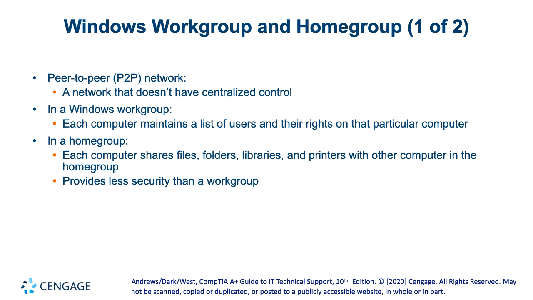Home groups, though, are a little easier. Each computer shares everything, and anyone who knows the home group password gains access to all files, folders, libraries, and printers on that computer. You can't say Bob has access to the printer and Sally can access these files. It's all or nothing in the home group. So anybody that knows the password gets access to everything, which could be okay, and it makes it a little easier to manage than a work group.